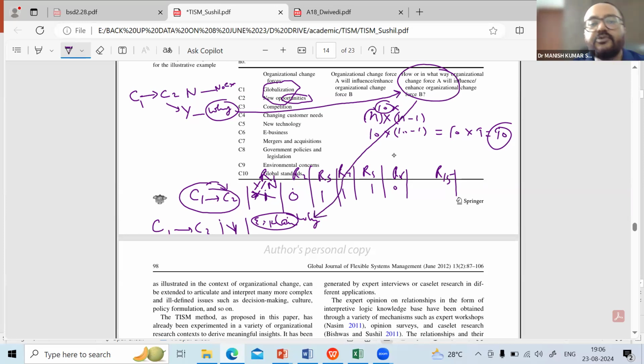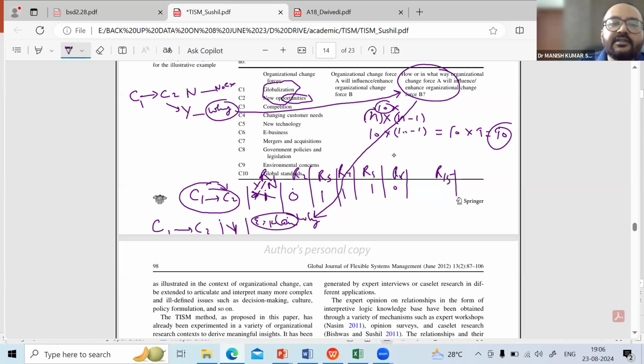That's why people's opinion in this TISM is very important, because we are going to create a hierarchical model which shows the interrelationship among all these things, and their hierarchy as far as their influence on the organizational change. Here what is the topic? Organizational change forces. So which forces are the most important, which are less important, all this.